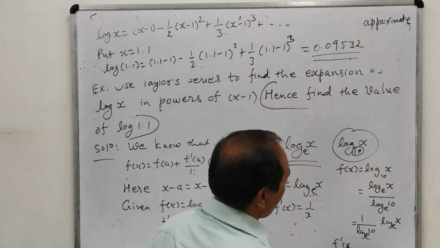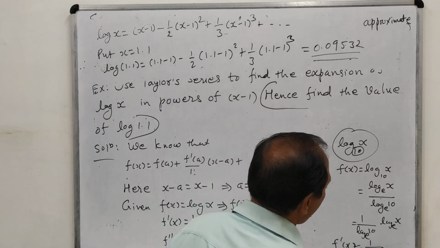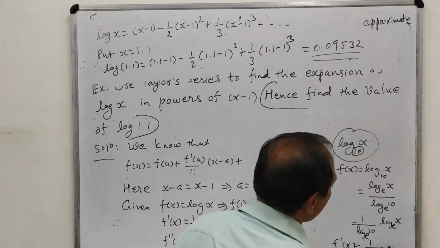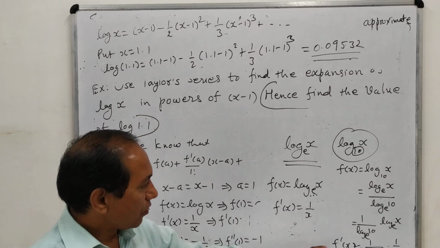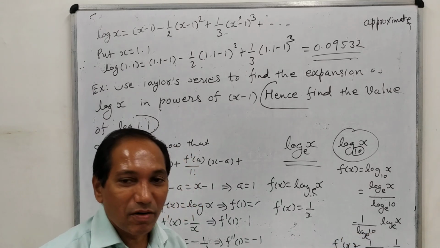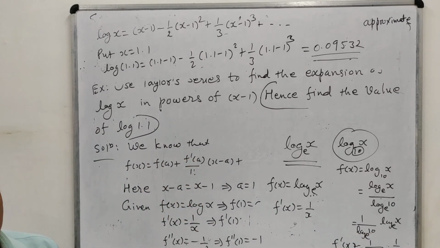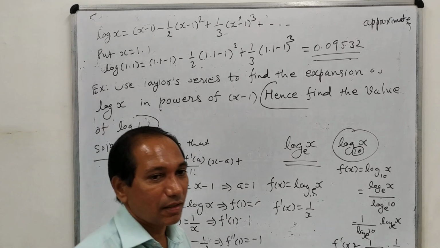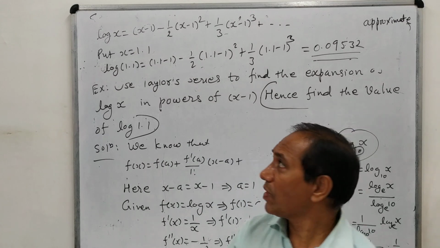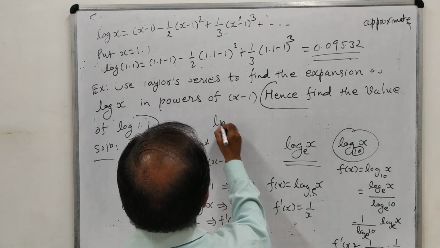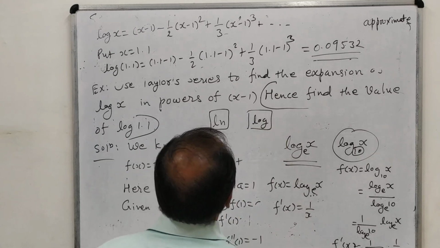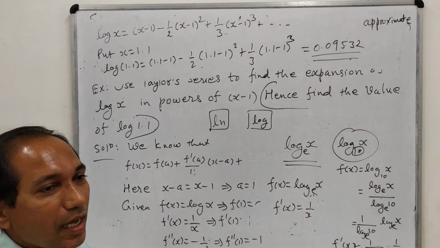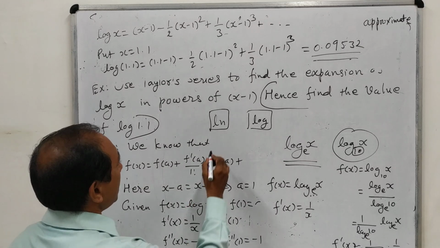f'(x): what will be f'(x)? f'(x) here is 1 upon log of 10 base e into 1 upon x. So we can do it in this way. And log of 10 base e you can find the value of easily by using your calci. In your calci, there are 2 buttons. One button shows ln and the second button shows log.